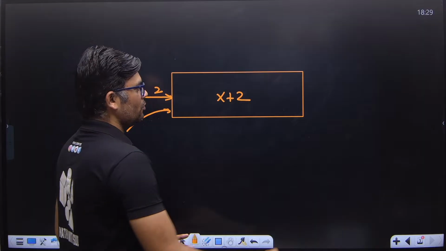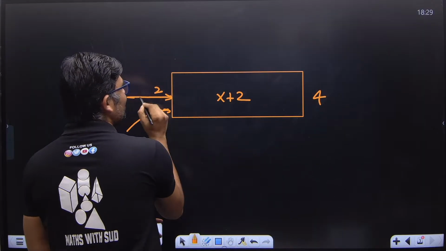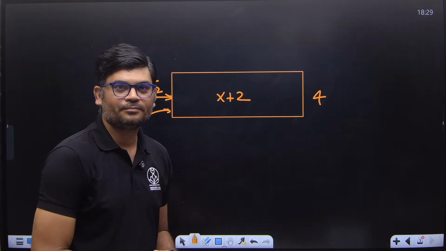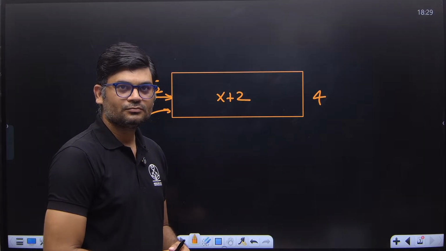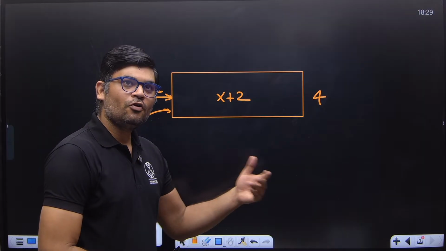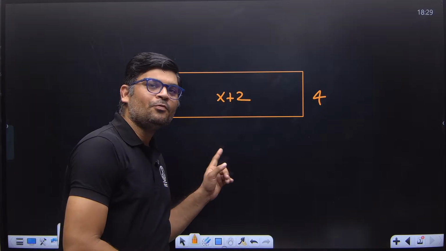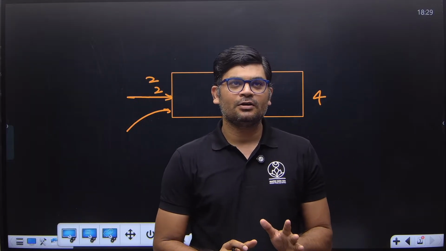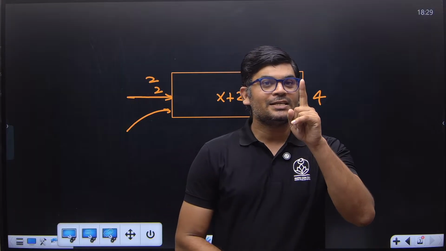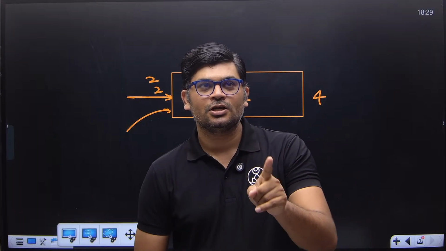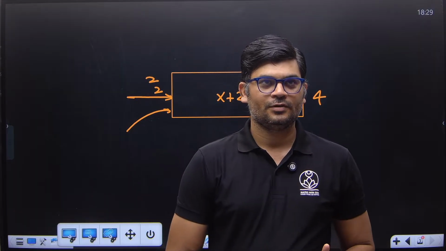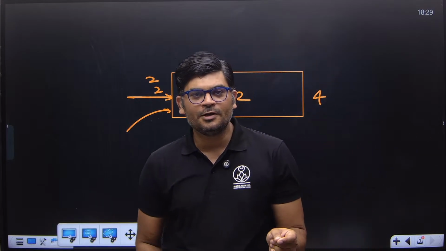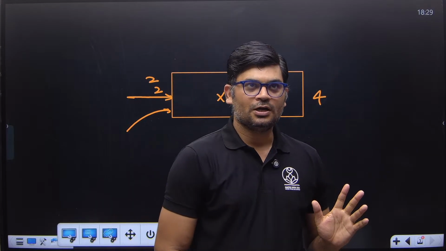4. So if I send another 2, will I get the same 4 or will I get a different number? You'll get 4, 4 only. So for a single input, I will get a single output. Every time I will get the same output. Are you getting it? So if that is the case, it is a function, or else it is not a function. Function means for a single input, you will have a single output. Are you getting it?